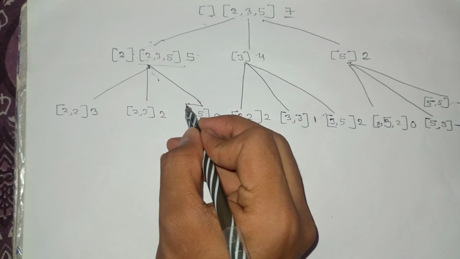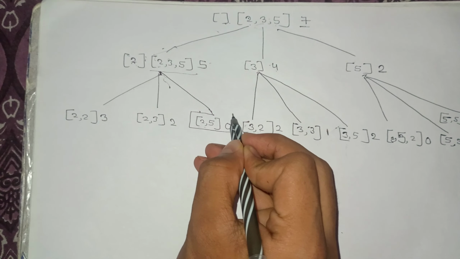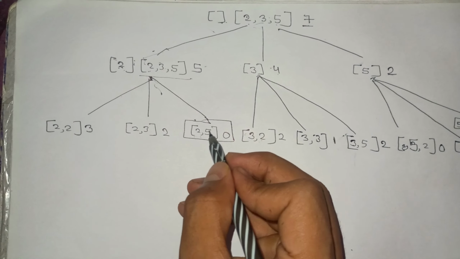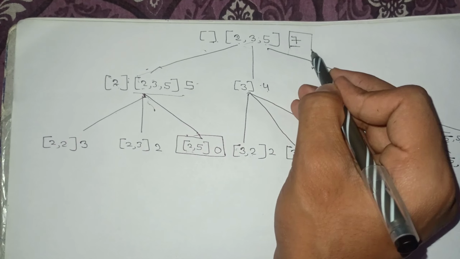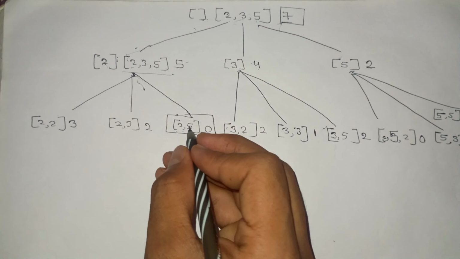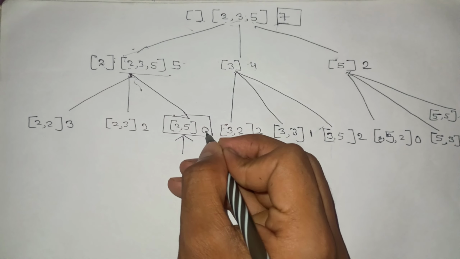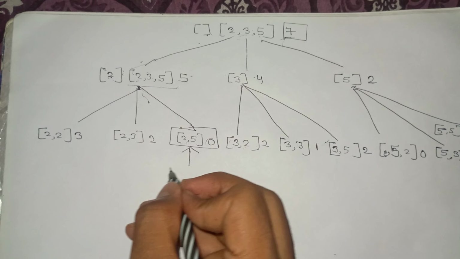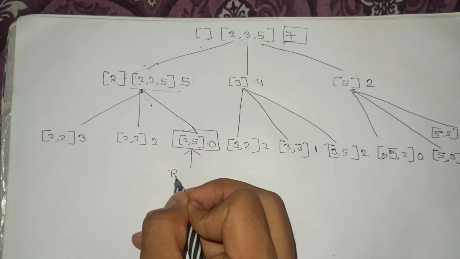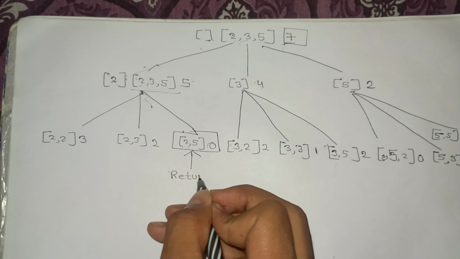0 is our base case in which we have to stop, as we have found a combination which adds up to 7, our target. When we get 0 in our target, having decremented our target call by call, we will return. So this is our returning condition.